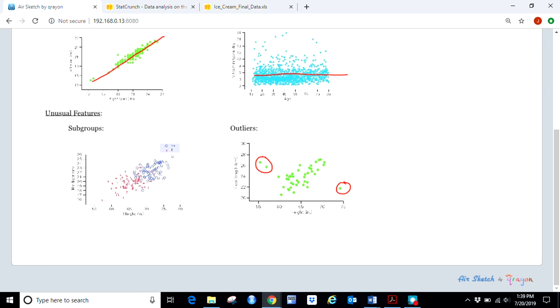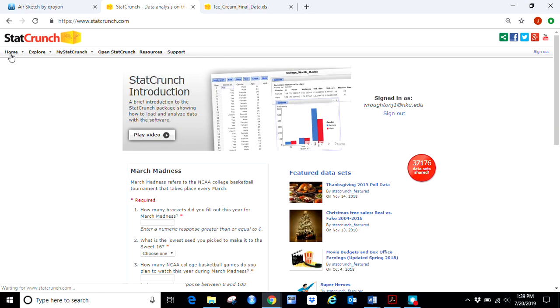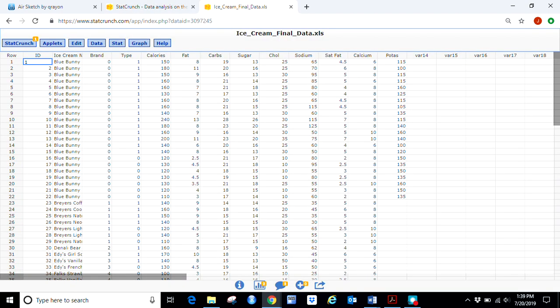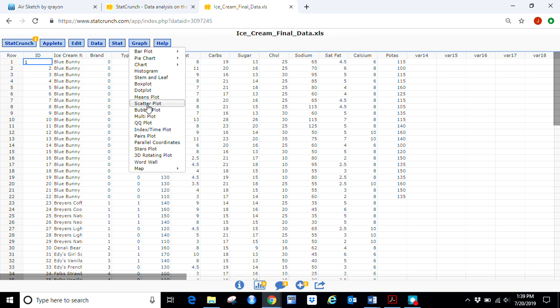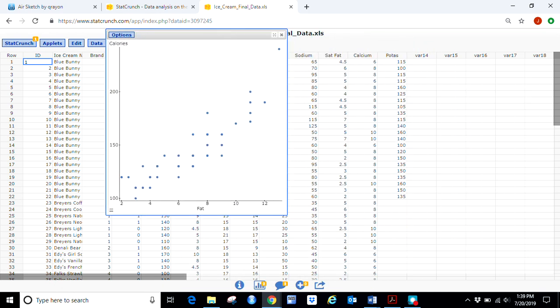Now, while we're talking about scatter plots, let me also show you how to get a scatter plot in StatCrunch. The first thing you would want to do is go to the home page here and load your data set. Like I selected a file on my computer, or you can just click on the data set in a StatCrunch group, for example. So get the data set you want. Then once I have my data set loaded, I'm just going to go to Graph, and there's the scatter plot option. For X here, I'm going to use the number of fat grams in a serving of ice cream versus its calories. And here's what the scatter plot would look like.